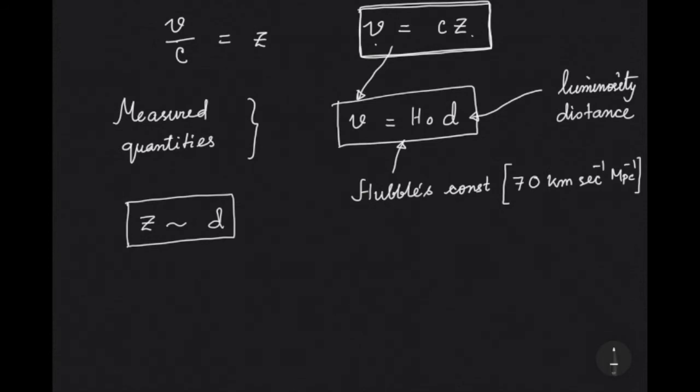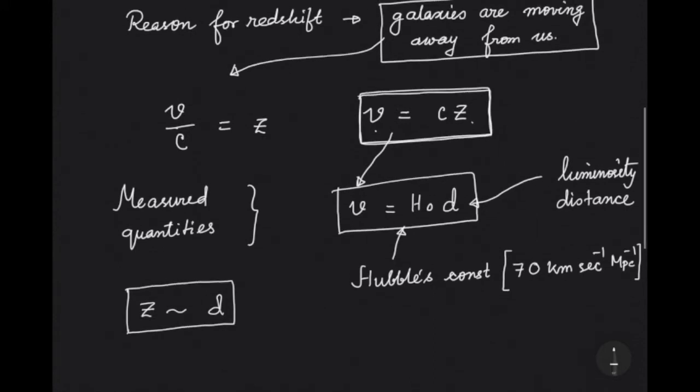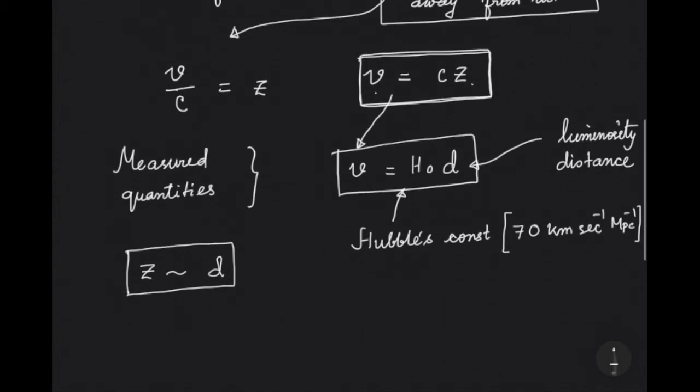Okay, so what we will try to do next is try to understand where this proportionality comes from. Is it really that the galaxies are moving away from us, so that is the reason for this proportionality, or there is some more interesting reason for this proportionality? So it turns out that it is not that the galaxies are moving away from us. The actual reason is more interesting, and that is what we are going to learn today.